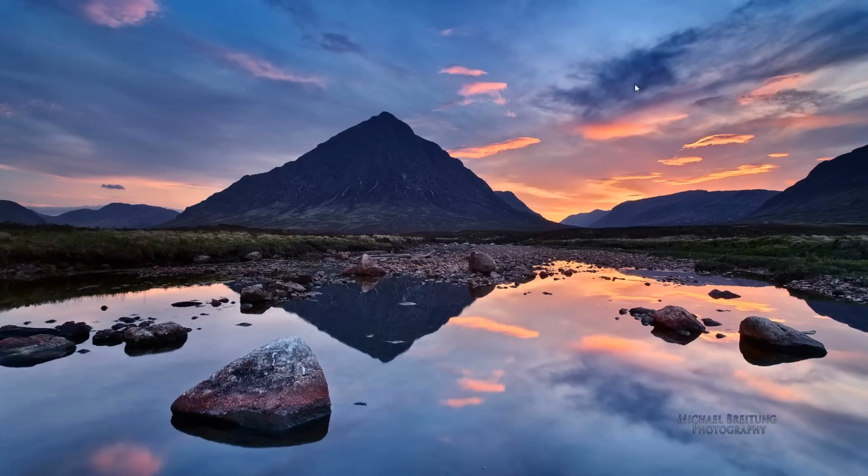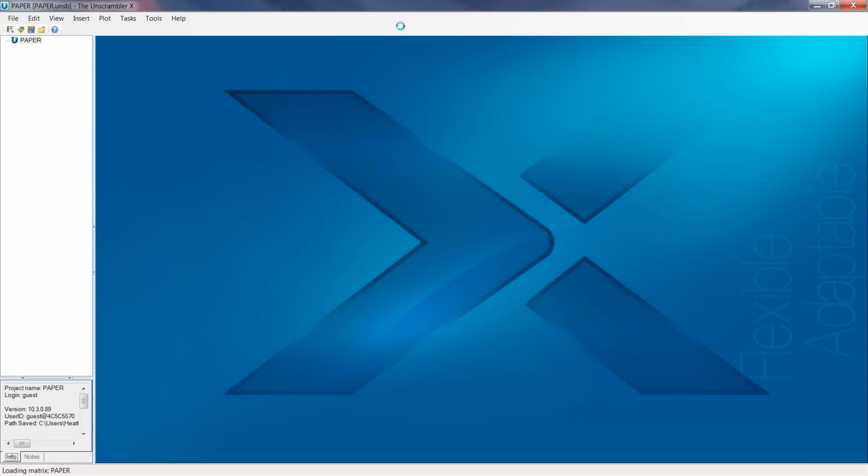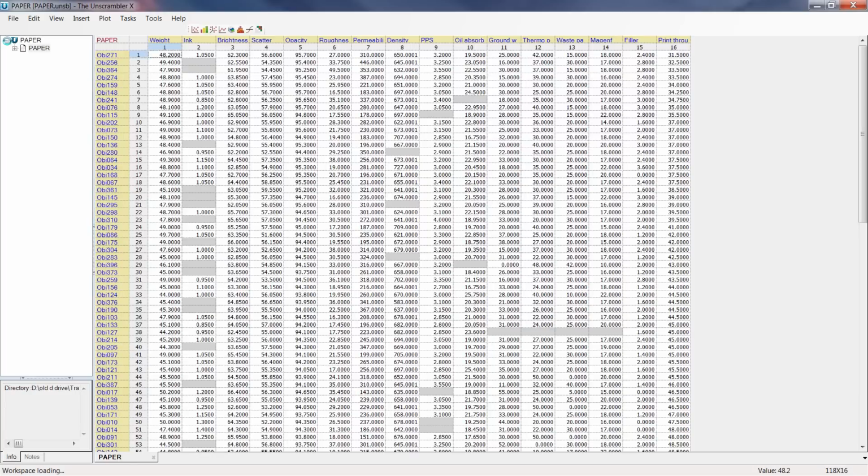Log into the Unscrambler here. So what I'm looking at here is some data on paper and if there is ink print through. And we have a number of different variables that we're looking at: weight, ink, brightness, scatter, opacity. It's very hard to look at this and see if you can predict the print through.